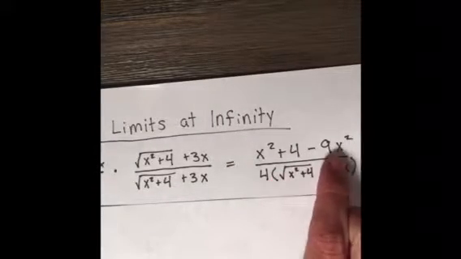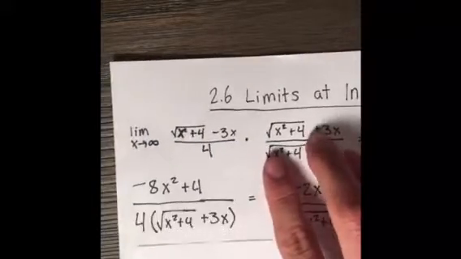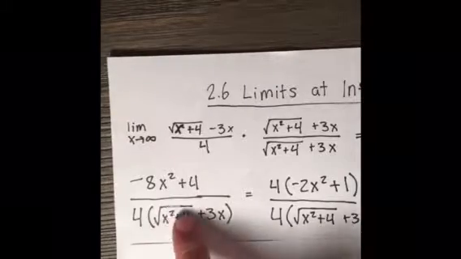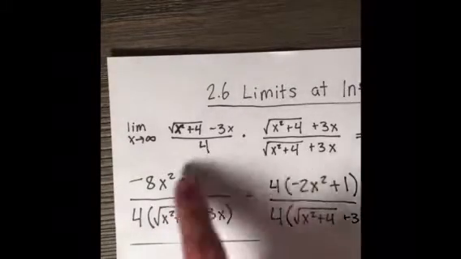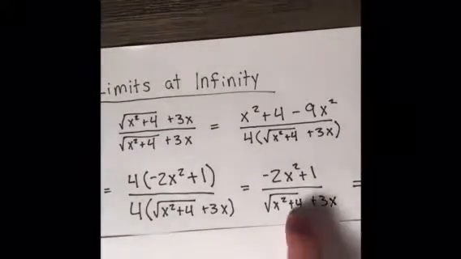When you subtract 9x squared from x squared and then add 4, it is going to be equivalent to this. And so then you can factor a 4 out of the numerator. And then when you cancel these 4's out, this is the equation you are left with.